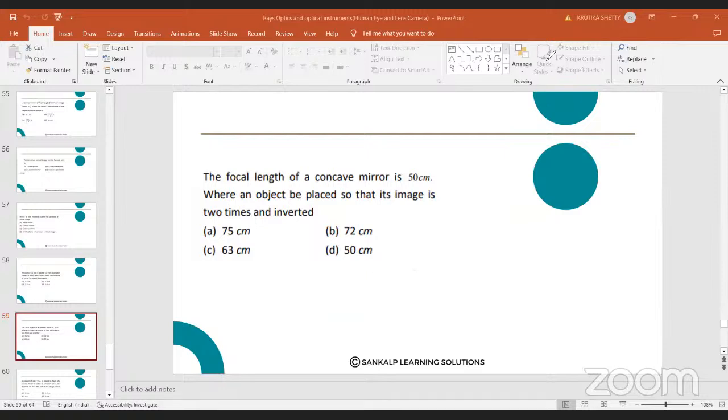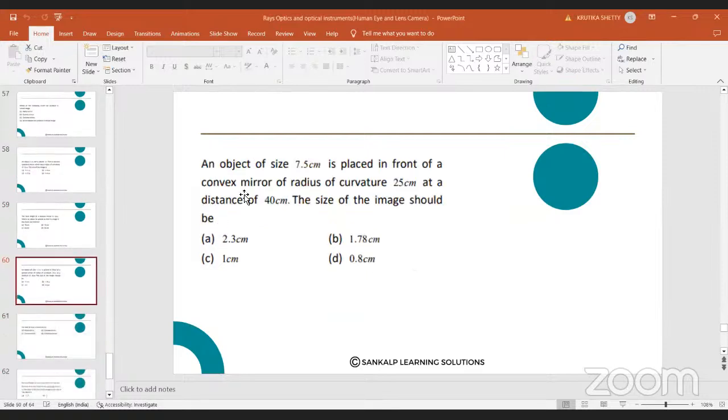Then the next question. An object of size 7.5 centimeter is placed in front of a convex mirror of radius of curvature 25 centimeter at a distance of 40 centimeter. The size of the image should be... yes, it is option B, 1.78 centimeter. Yes, correct it is.